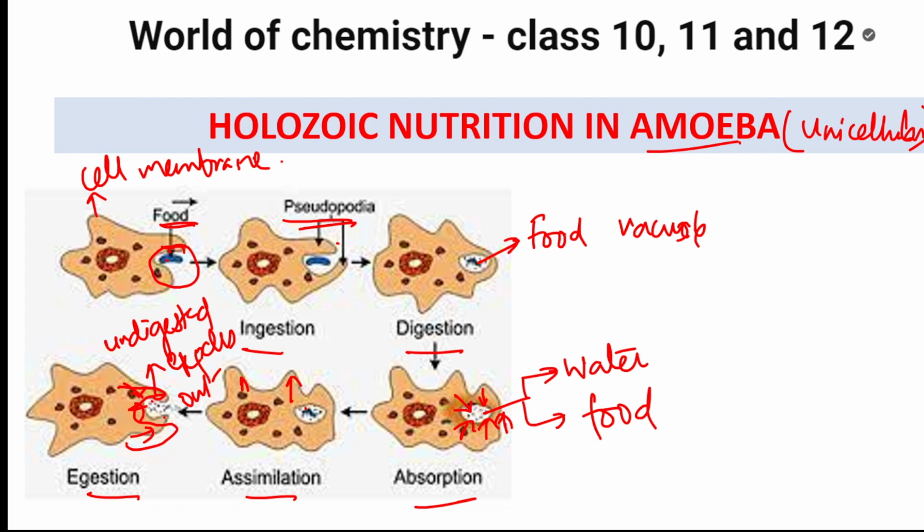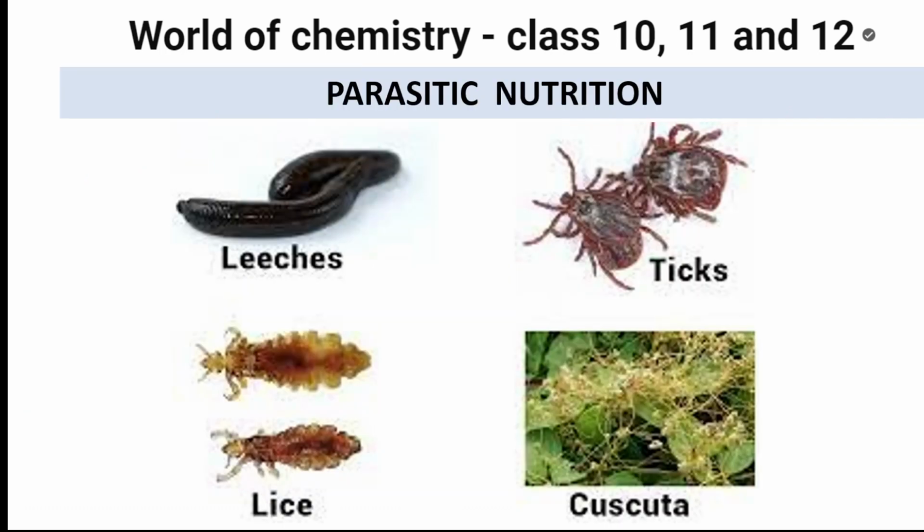Perfect. This is holozoic nutrition in amoeba. You're going to write stepwise, step 1, step 2, like that. Perfect, students. Now the last type of nutrition is parasitic nutrition. These are the examples. What are these? Leeches. Ticks, you see the image, you will understand. Lice, which are there in your hair. Cuscuta, the parasitic plant.